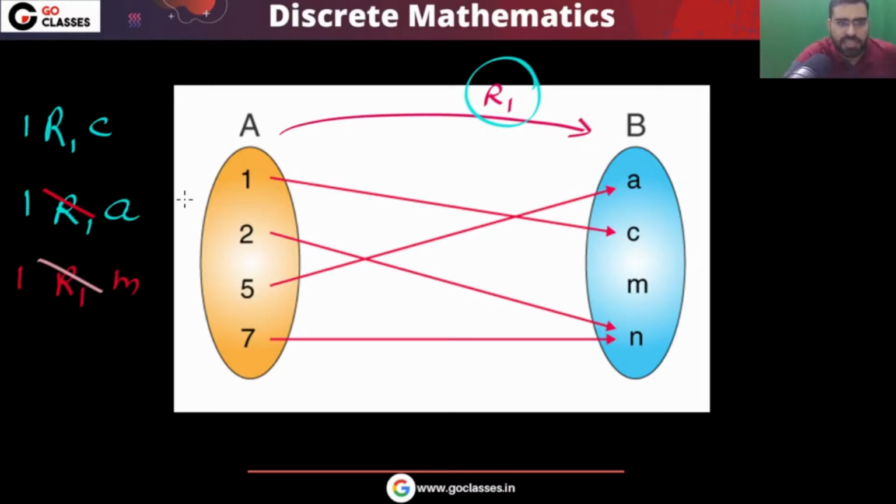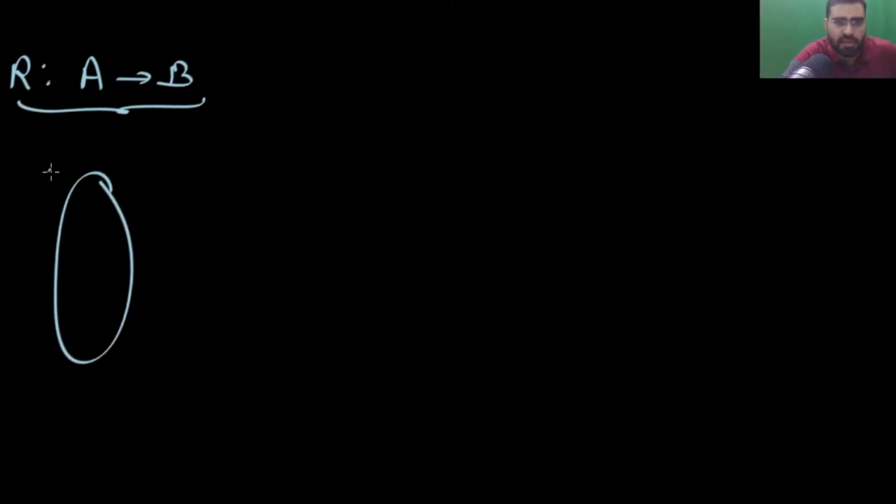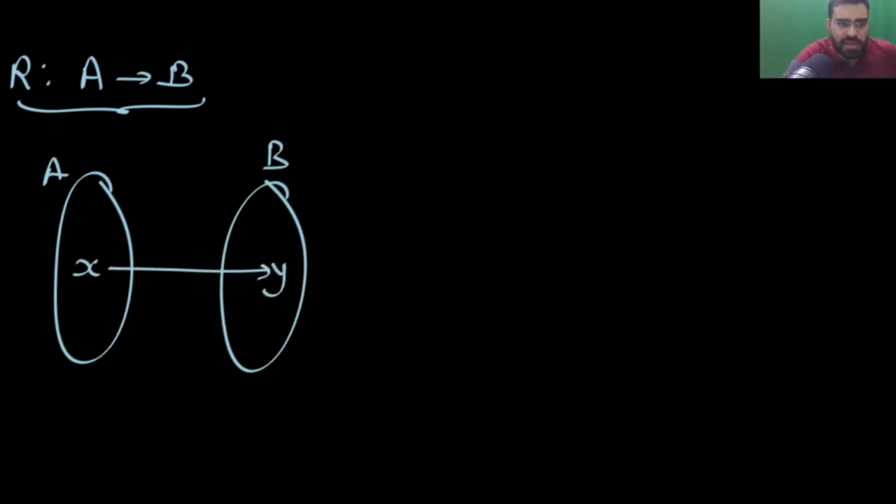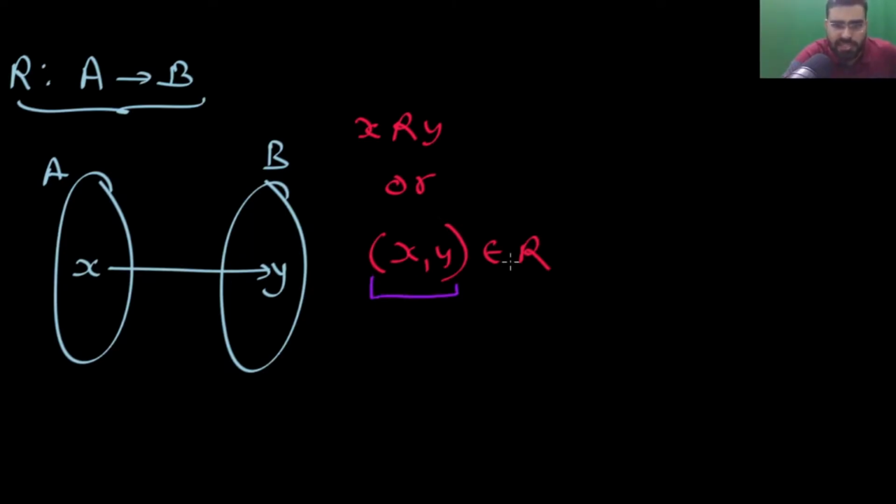Now, another representation for the same thing. Let's assume there is a set A and a relation from set A to set B. Let's say this is your set A, this is your set B, and some element X is related to Y. Then we will write that X is related to Y. Either you can write it like this, or you can write X comma Y, this ordered pair belongs to R. It means X is related to Y. So both are the same.